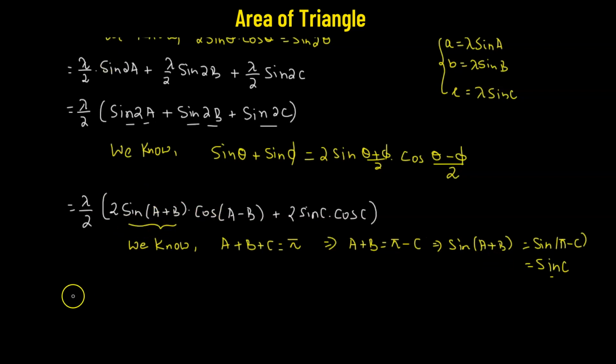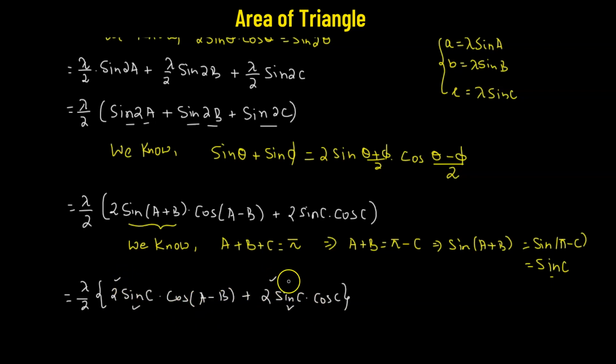So let's rewrite everything. We're going to get lambda over 2 whole multiplied by 2 times sine of A plus B, but this time we're going to use sine C multiplied by cosine of A minus B, plus 2 times sine C times cosine C. Now the third term, we broke it down from sine 2C to 2 sine C cosine C. Now we can take sine C as the common factor from both terms. We'll also take 2 as the common factor.